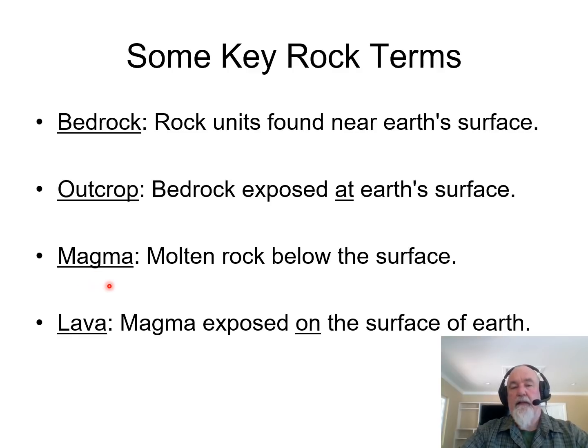Magma is liquid rock found below the surface of the earth. So again, liquid rock below the surface of the earth is referred to as magma. But if that magma bubbles up to the surface of the earth and then flows out along the surface of the earth, we would then refer to that as lava. So the difference between lava and magma, magma is below the surface of the earth and lava is on the surface of the earth. So all lava used to be magma, but not all magma will become lava because much magma just stays below the surface.